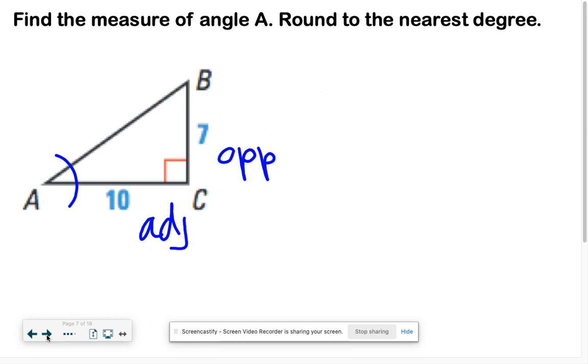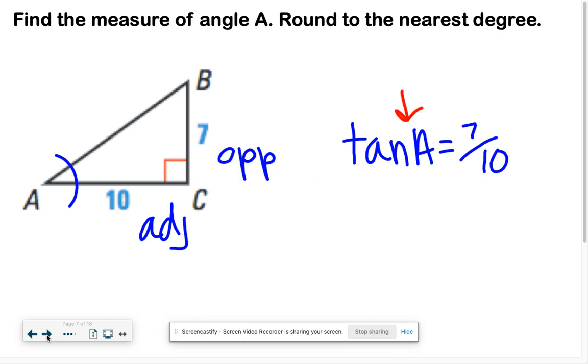Tangent. So before we would have an angle measure here, but now since we don't know what it is, we're going to call it A. And now we write our fraction. So what would our fraction be? 7 over 10. Okay, so now remember, our goal is to get A by itself. So how do I get rid of a tangent? We take the inverse of it.